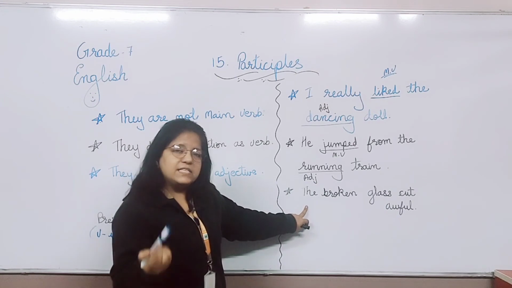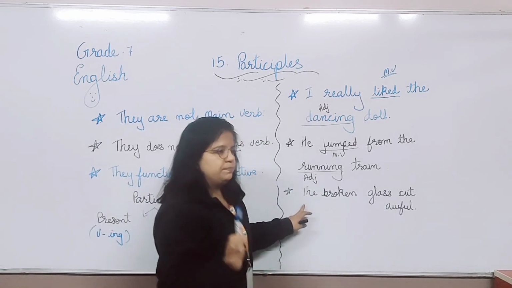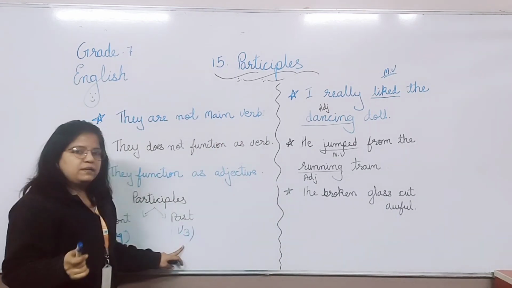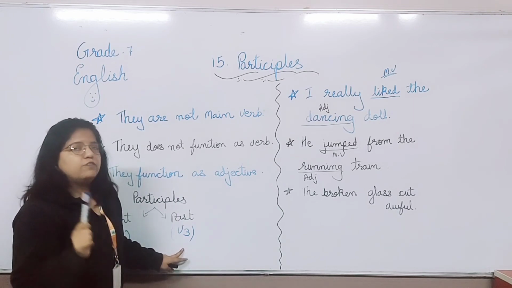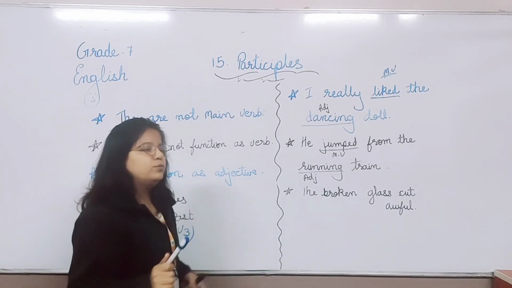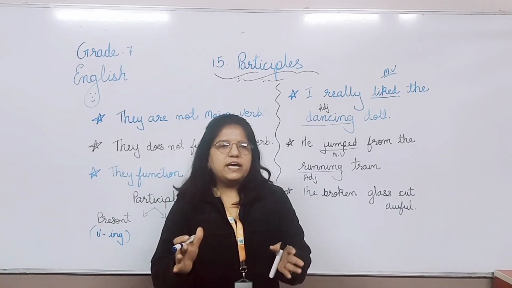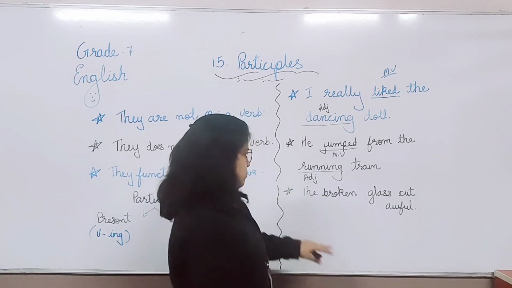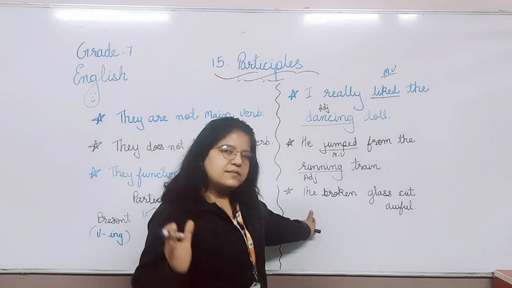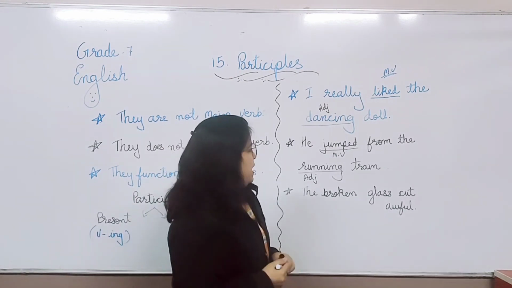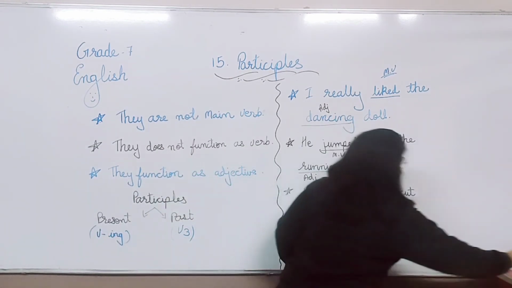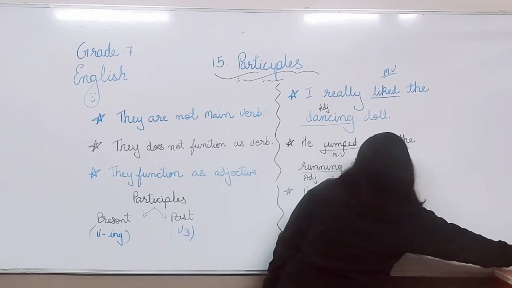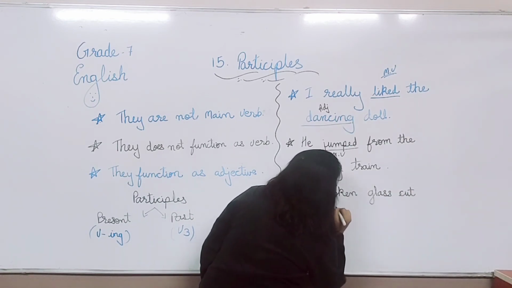Let's see example of past participle. As I have told, past participle means the third form of the verb. You all know it clearly that verb is having 3 forms, first, second and third. So third form is also called past participle. So the broken glass cut my foot.